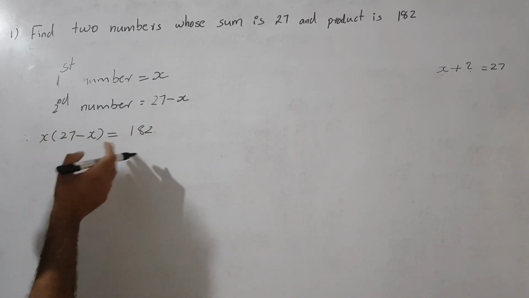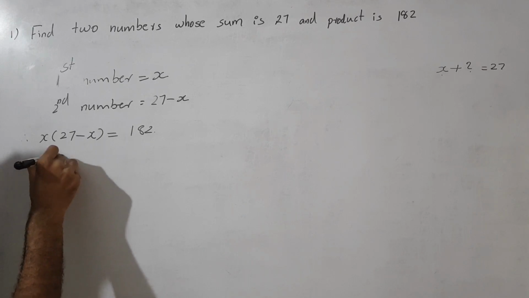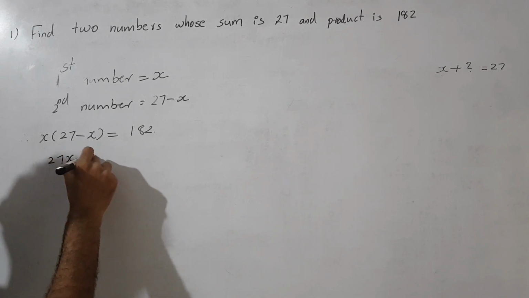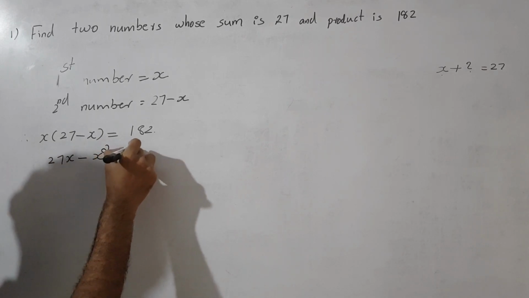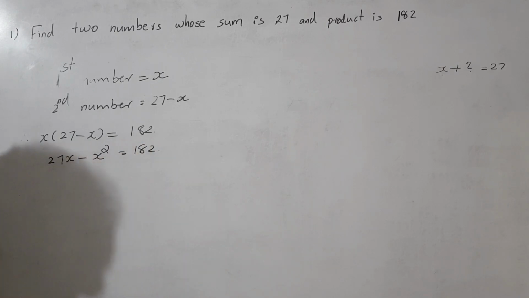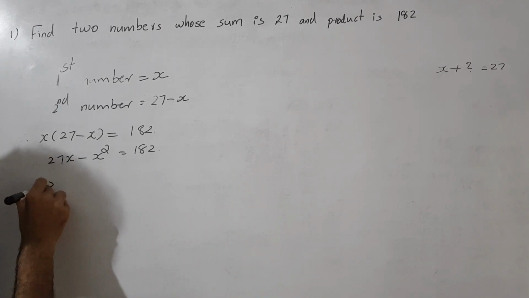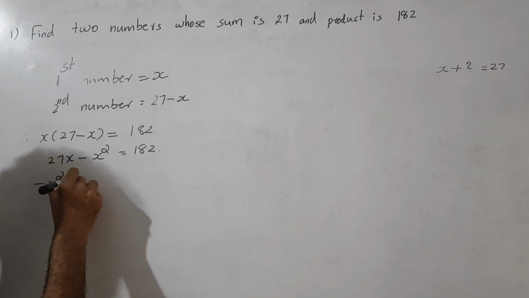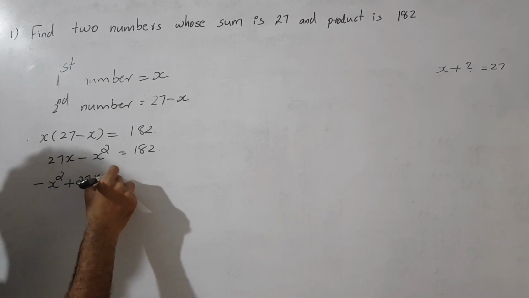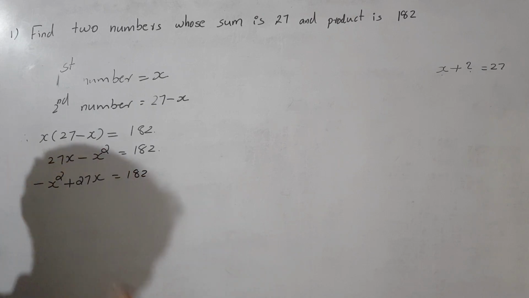Then we expand the bracket. What do you get? 27x minus x square is equal to 182. Then x square is now in the second term. So to get the standard form, we rewrite this. How to write? Therefore minus x square plus 27x is equal to 182.